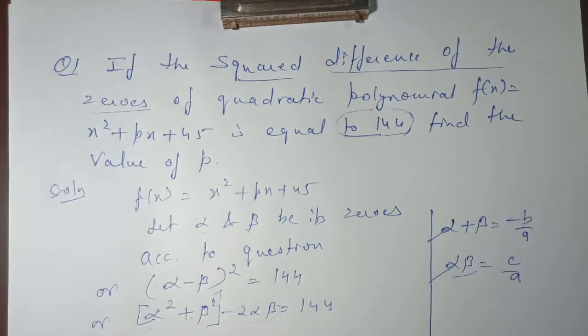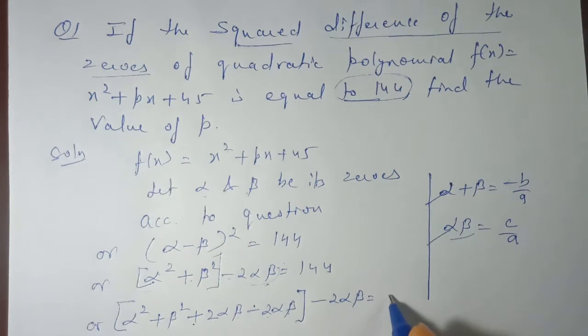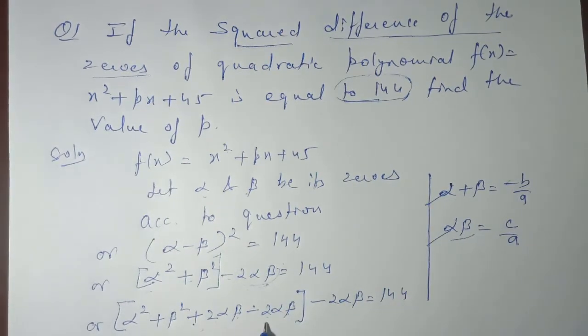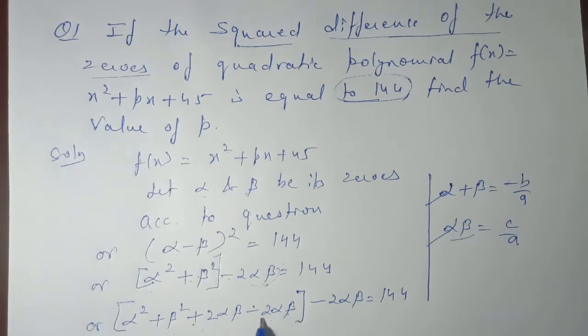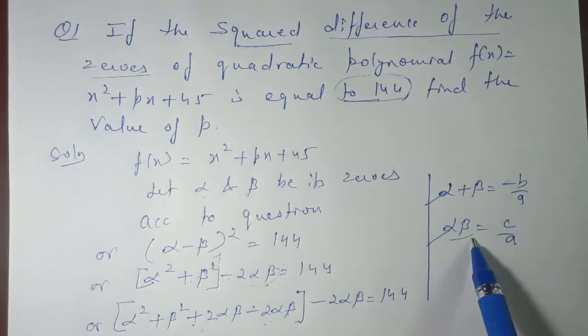We will add and subtract 2 alpha beta in this condition. See why we are doing it. This will be alpha² + beta² + 2 alpha beta - 2 alpha beta - 2 alpha beta = 144. We have just added and subtracted 2 alpha beta, so the expression remains the same, since both cancel and we get the same condition, alpha² + beta². But for changing it into the form of alpha + beta or alpha beta, we have to do it.